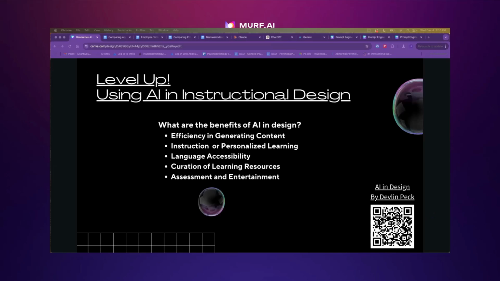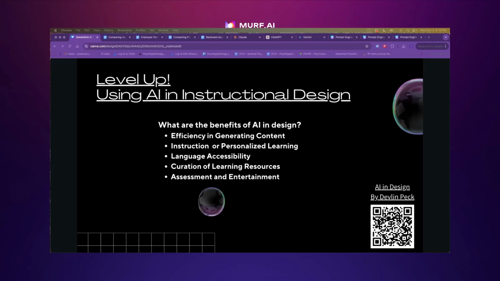There's personalization capabilities. So if you're writing a training for a specific group of people and it needs to be adjusted for another group of people, generative AI can do that within moments. It also adds a layer of accessibility when that's needed. We have improved language accessibility for diverse audiences. Our friends here at Murf are driving us forward on this front.